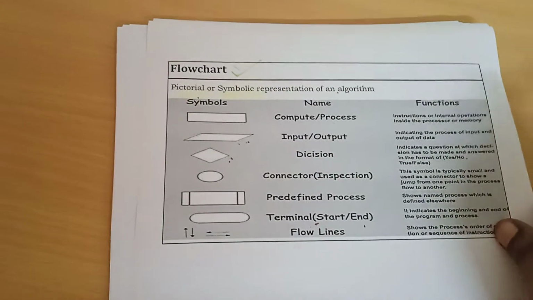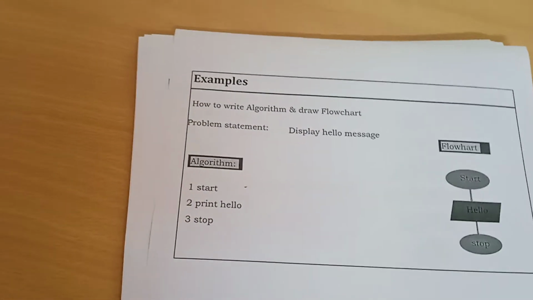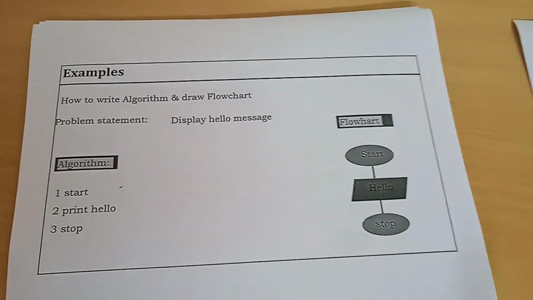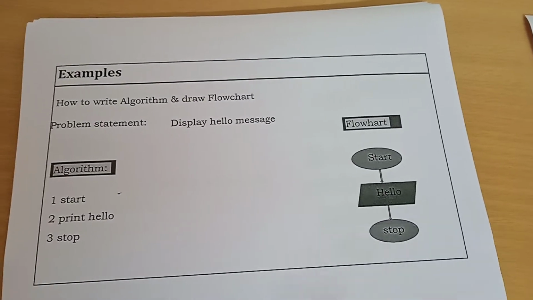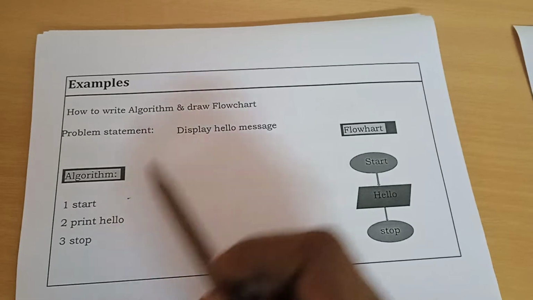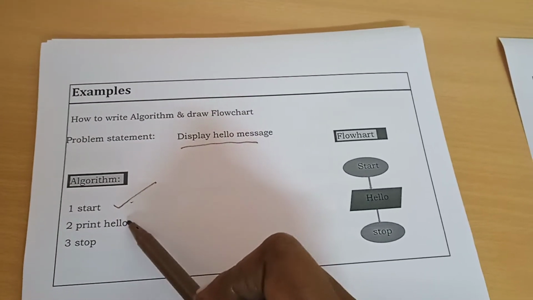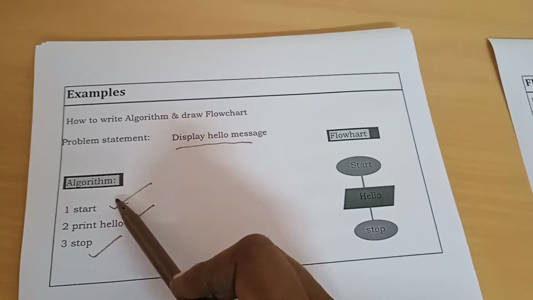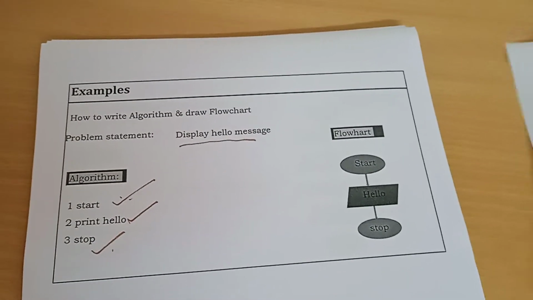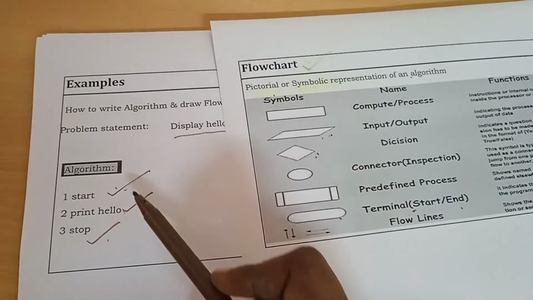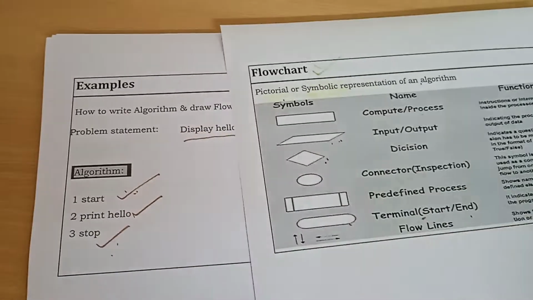Now look at some examples. This is a simple flowchart for the same question, which is displaying a hello message. Now the algorithm is what? This is the problem, displaying hello message. Now we are starting, printing, stop. Now start and stop, I told you to use what symbol? Terminal symbol, oval shape. So we'll use oval shape for start and stop.